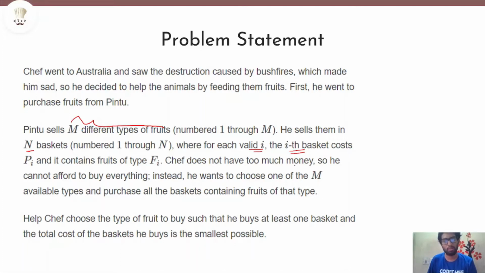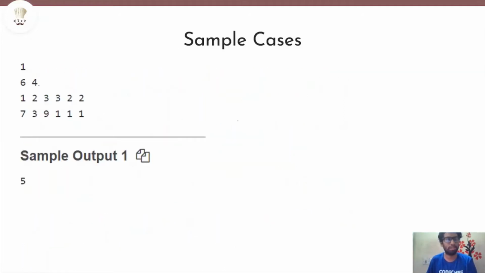Now Chef does not have too much money, he cannot afford to buy everything. He wants to choose one type of fruit and purchase all the baskets containing that particular fruit. Help Chef choose such a type of fruit to buy such that he buys at least one basket and the total cost is minimum possible. So let's look at a few sample cases to understand this.